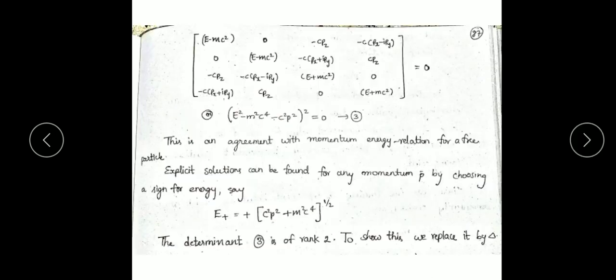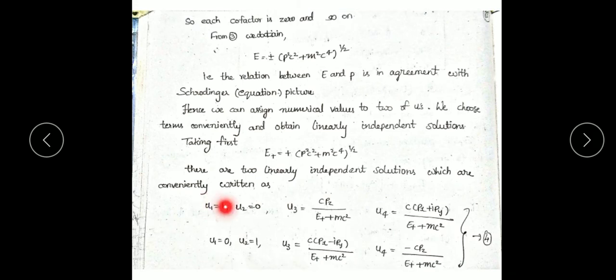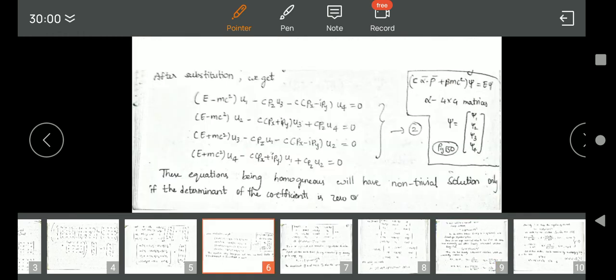So already we know that E² − m²c⁴ − c²p² is equal to 0. So the numerator would become 0. That is nothing but the values of u1, u2, u3, u4. So these values of u1, u2, u3 and u4 would definitely satisfy this equation. So this is nothing but the solution of this particular equation.